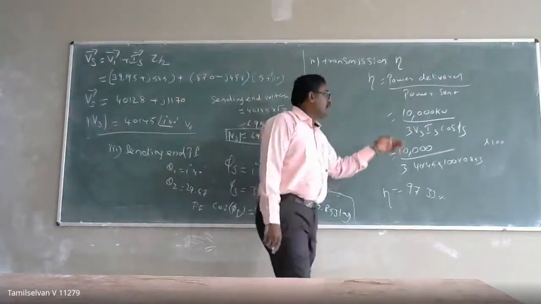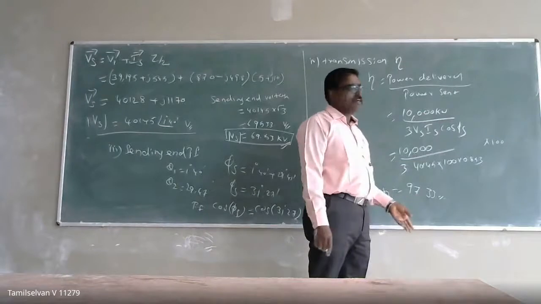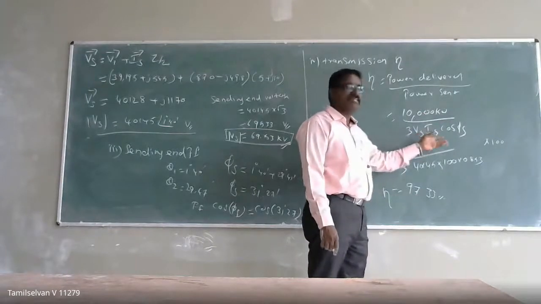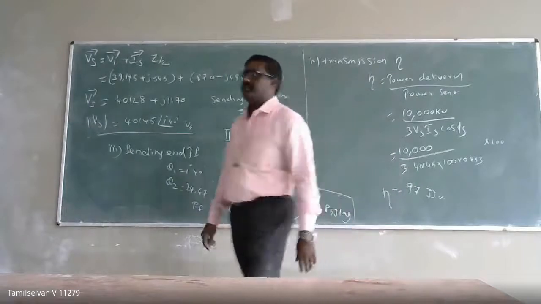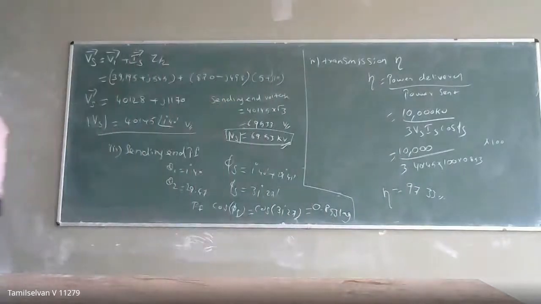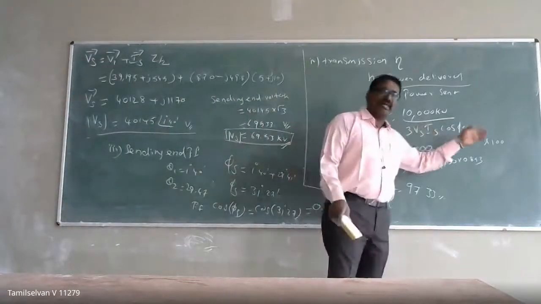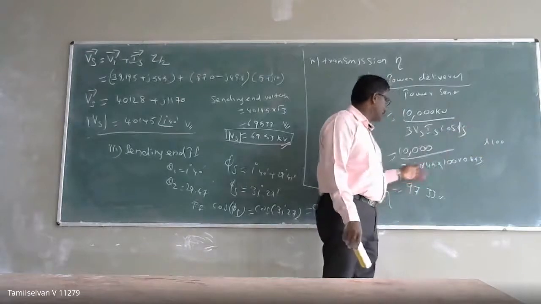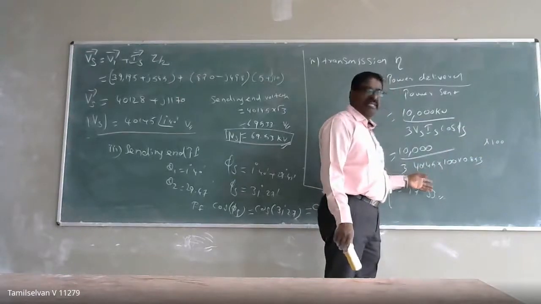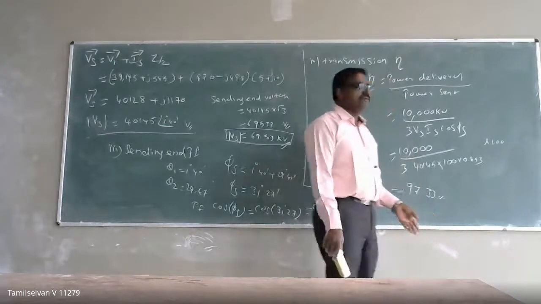Or you can calculate power delivered plus loss. You can calculate Vs and Is exactly, and you can calculate your sending end power, so that's why I have used it directly. In the other way, you can also calculate the line losses, and from the line losses you can calculate the sending end power. Then you can calculate your efficiency. You can use any of these methods.